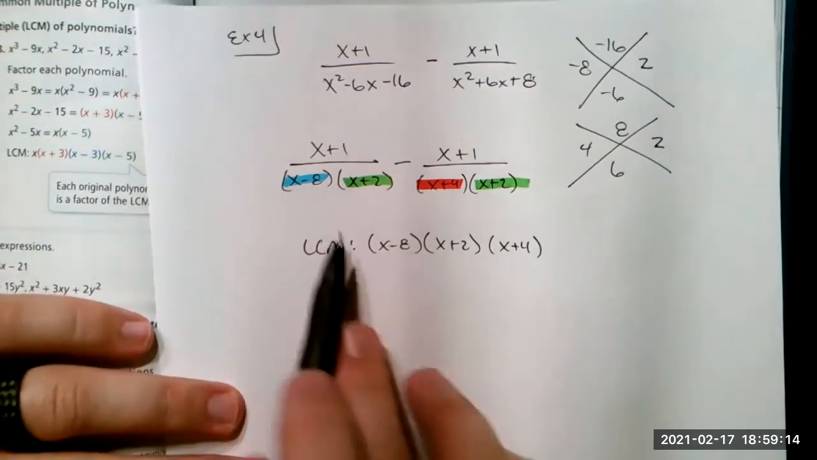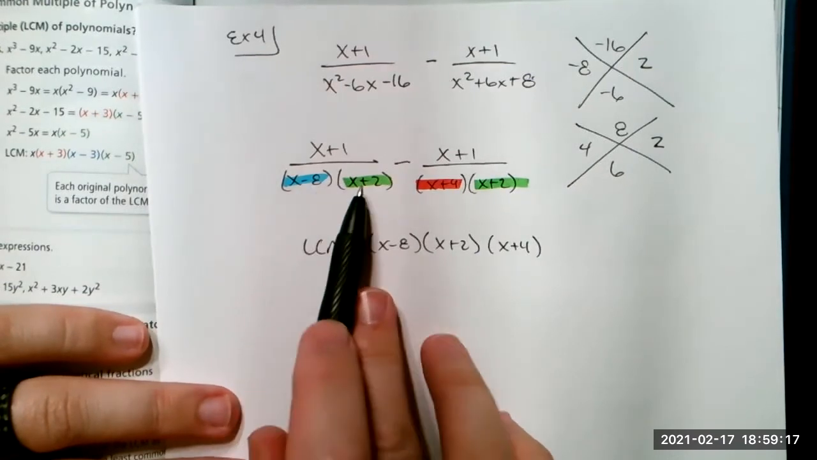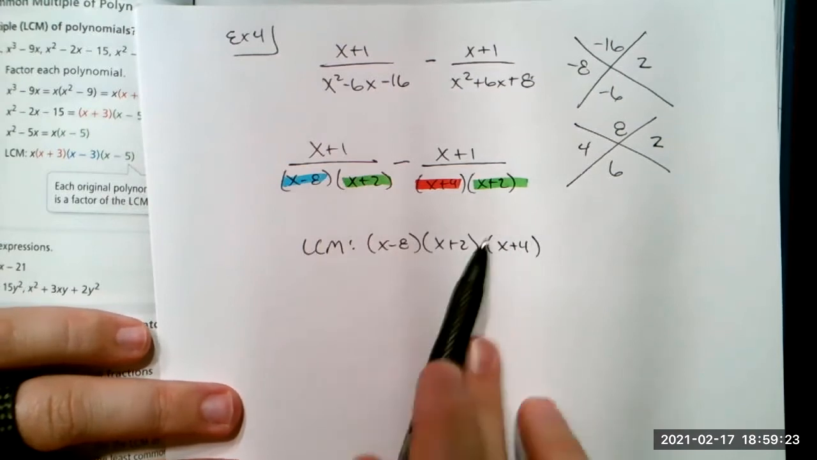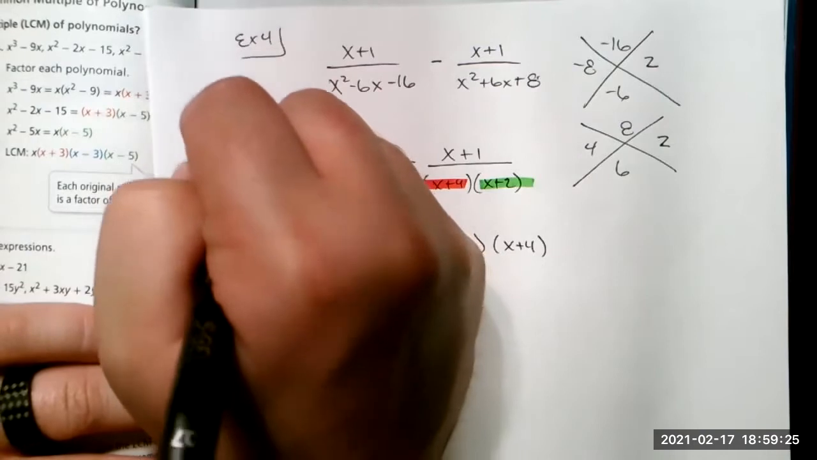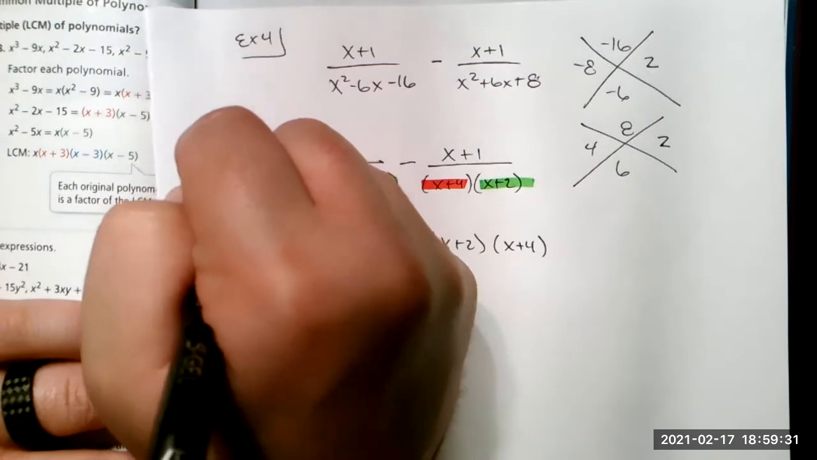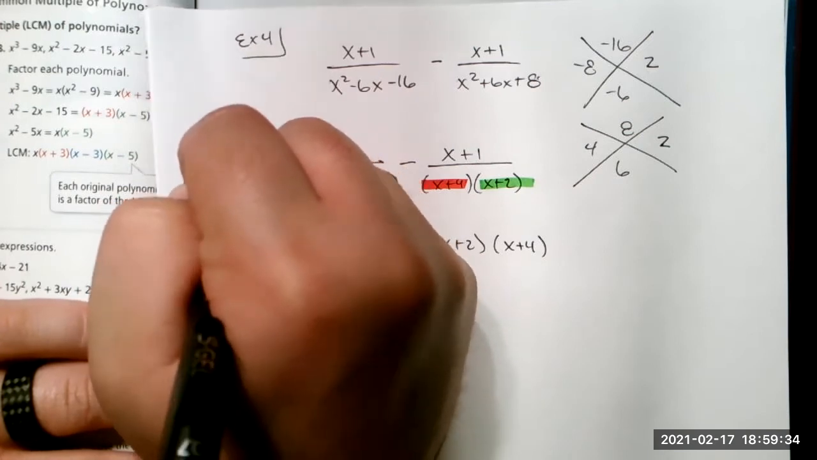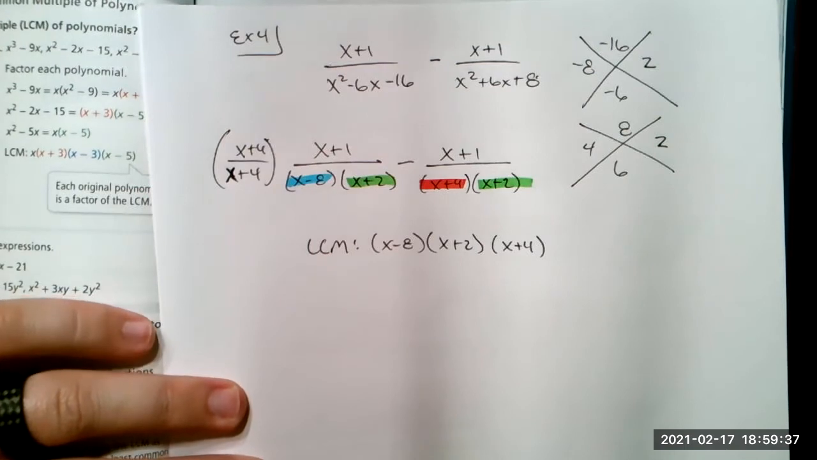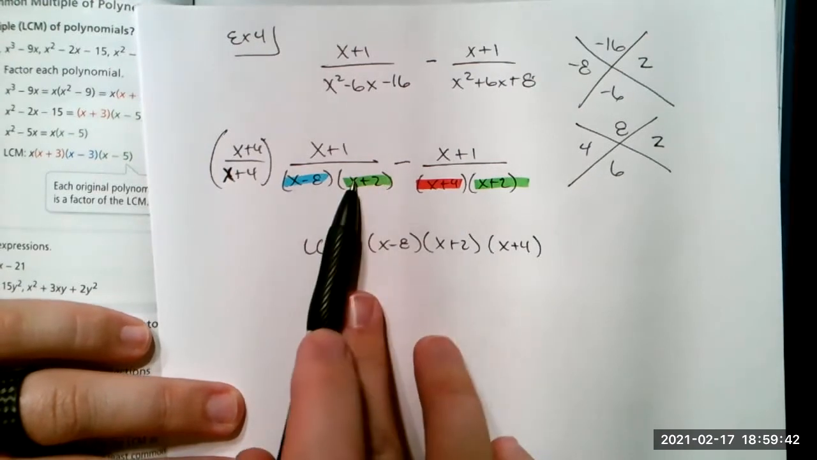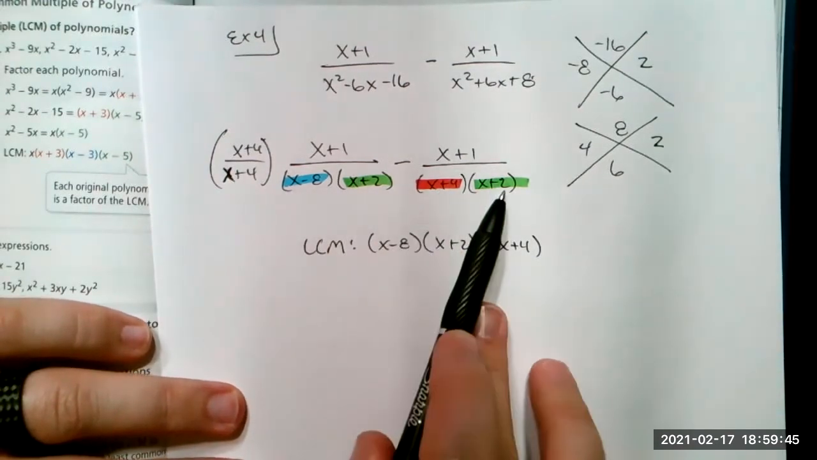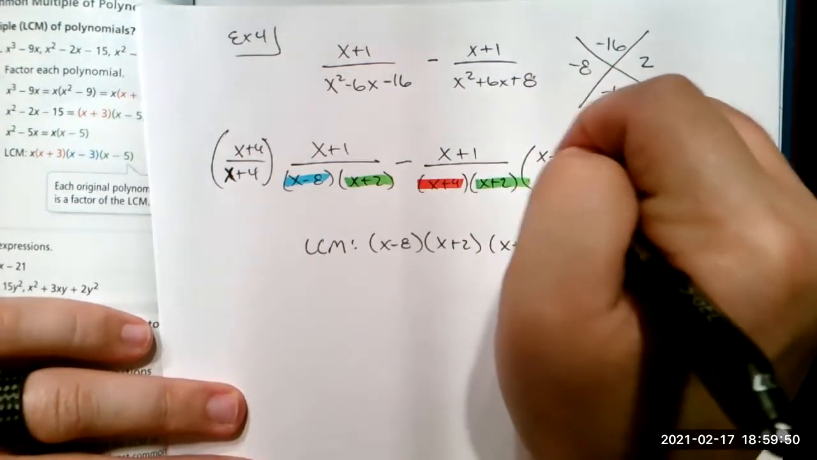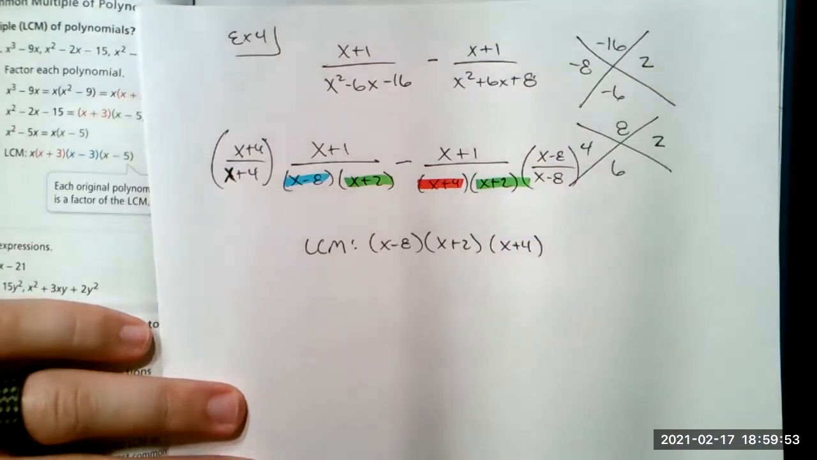All right, so what am I missing? This first fraction has an x minus 8 and an x plus 2. So it's got these first two right there. It's missing the x plus 4. So I'm going to have to multiply the top and the bottom. My brain's telling me to do one thing and my hand's doing something else. So I'm going to multiply the top and the bottom by x plus 4 because that's what it's missing. The second fraction, it's got the x plus 4, it's got the x plus 2. The only thing it's missing is the x minus 8. So I'm going to multiply the top and the bottom by x minus 8.